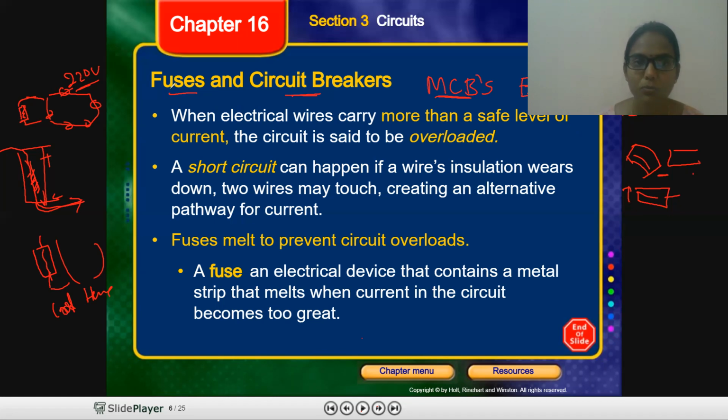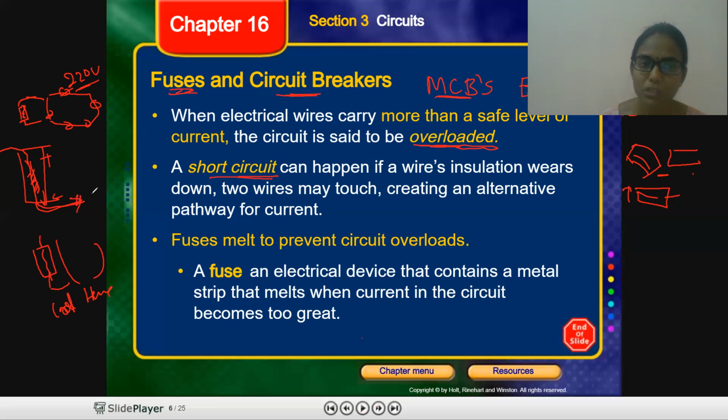So why are fuses and miniature circuit breakers used? To protect household appliances if high currents or any dangerous currents are coming, they want to prevent that using the fuse. Like how the gatekeepers work for our house, like that the fuse works to safeguard appliances. See, when an electrical wire carries more than the safe level of current, the circuit is said to be overloaded. When the circuit is overloaded, what will happen? A short circuit can happen.